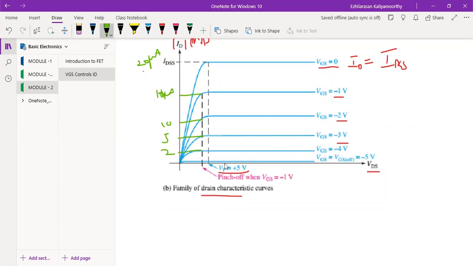We can see what happened here. You can see the pinch off voltage here, when VGS is minus 1. The channel will be pinched off in this place, meaning there will not be further increase in the current. After that the current will be constant. You can see the current is constant here. So this is nothing but the family of drain characteristics. Now from this we can put one summary point, or I will show with one simple example here.